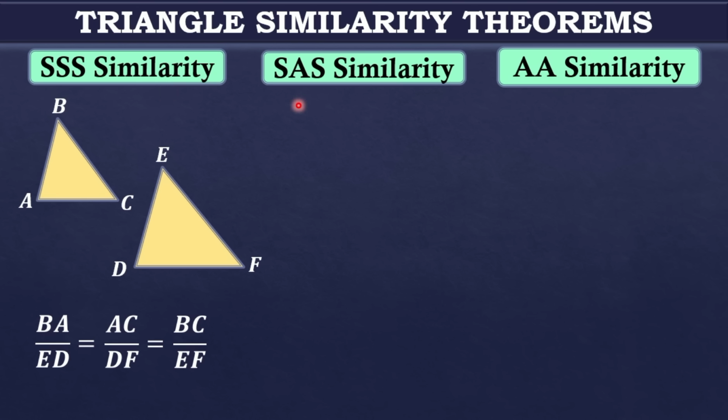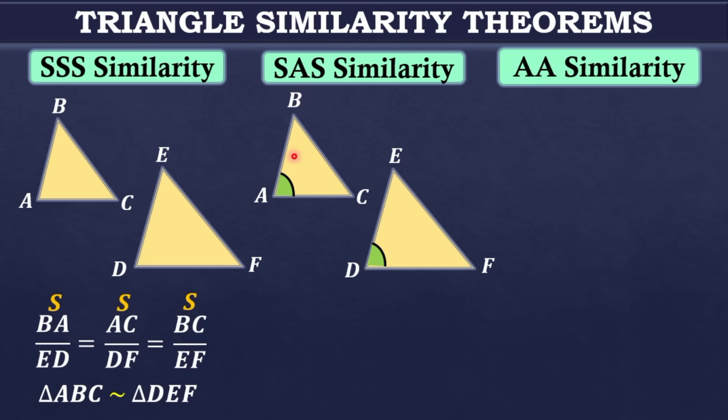Now, when it comes to SAS similarity, meron tayong dalawang S dito which is referring to sides. So, ibig sabihin yung dalawang sides natin must be proportional and your angle must be congruent. So, kung congruent po yung angle natin at yung dalawang sides natin ay proportional, ibig sabihin those two triangles are similar by SAS similarity.